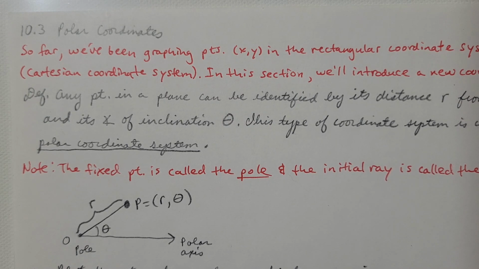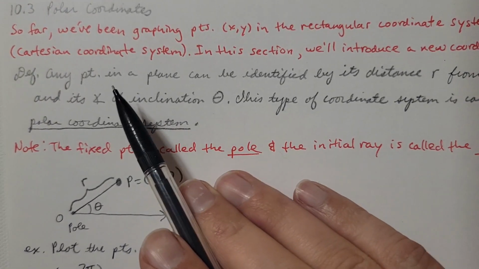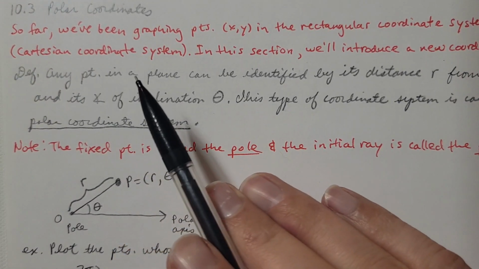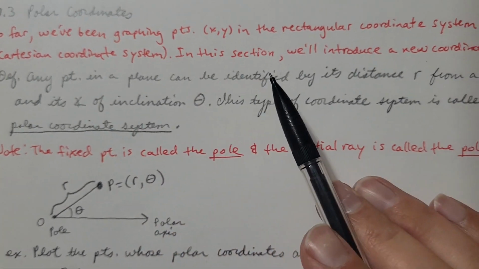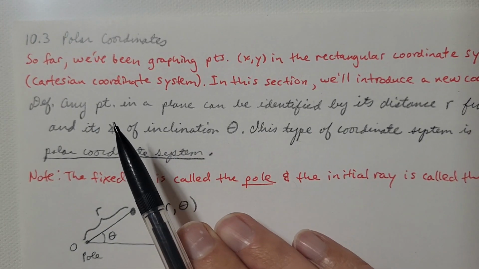So in 10.3, we're going to talk in general about what polar coordinates are. We'll look at the graphs and do some things in the calculator. And then in 10.4, we'll look at the calculus with polar coordinates. Okay? So far we've been plotting points in the rectangular coordinate system, or the Cartesian coordinate system, that's the same thing. In this section, we're going to introduce another coordinate system, which is called the polar coordinate system.